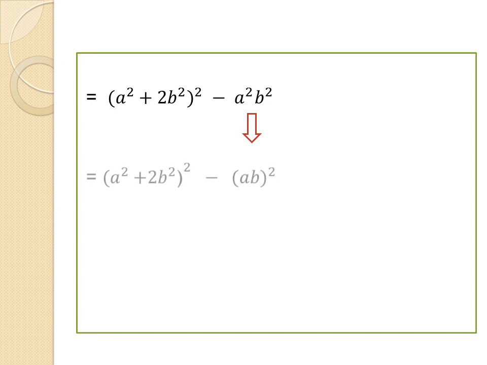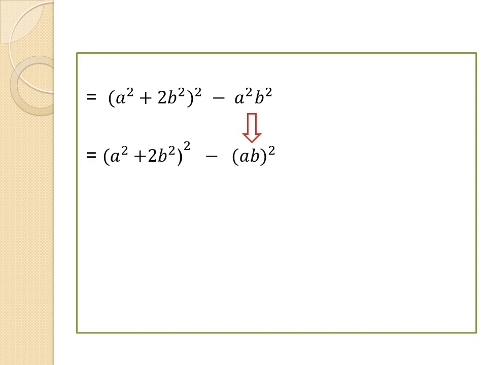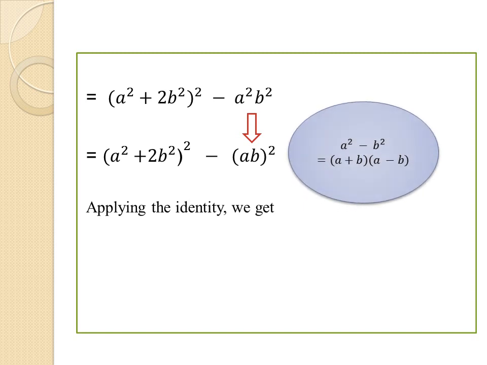The first three terms will close into the identity a plus b whole square, while the last two terms give us a square b square, which on converting into perfect square, we have the following expression. Now, applying the identity a square minus b square is equal to a plus b into a minus b, we will get the expression a square plus 2b square plus ab into a square plus 2b square minus ab.